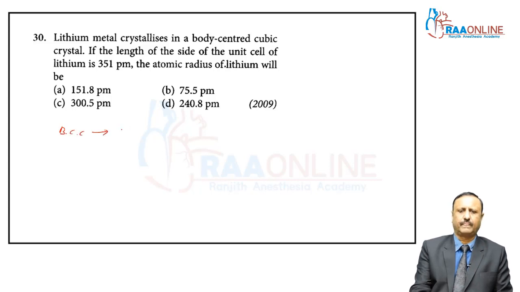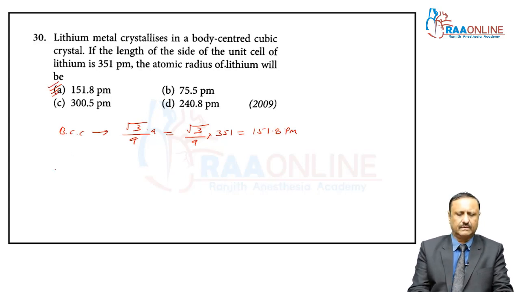For BCC, the formula is root 3 by 4 into a, where a is the edge of the unit cell, and you have 351. So when you multiply this, you get the answer 151.8 picometer. You get this answer when you put in the values, with 351 as the edge of the unit cell. Now for question number 30, the answer is A.